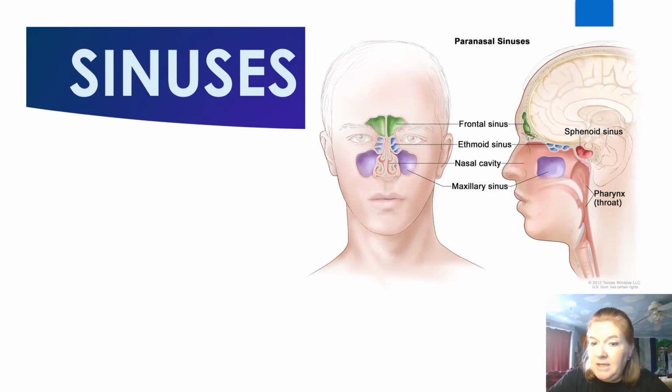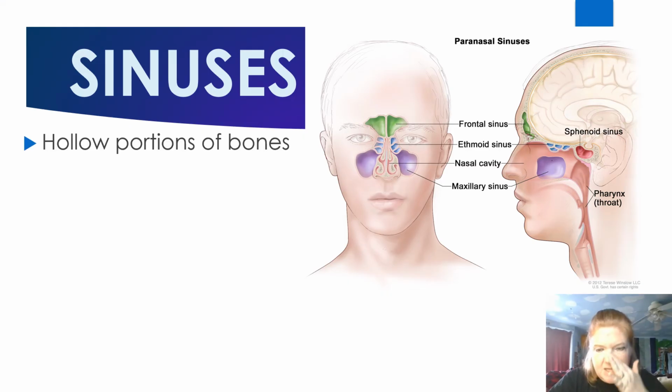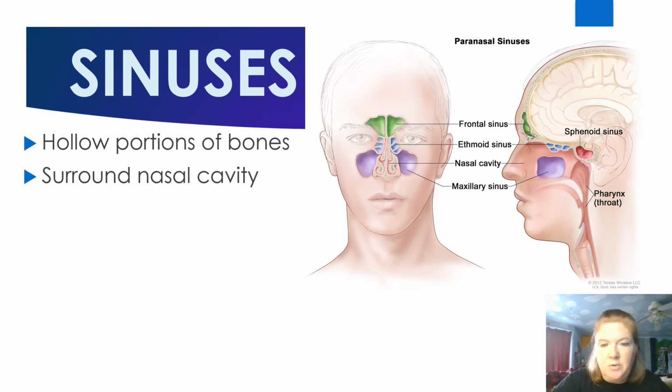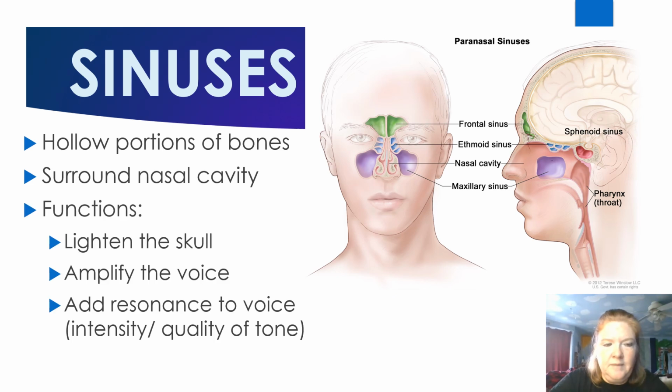And our last topic is sinuses. So what are sinuses? Well, sinuses are hollow portions of our bones. You can see where they are in these pictures. They surround our nasal cavity. So here, here, here. What are their functions? Well, it lightens our skull so we don't have a big old clunky head to carry around.